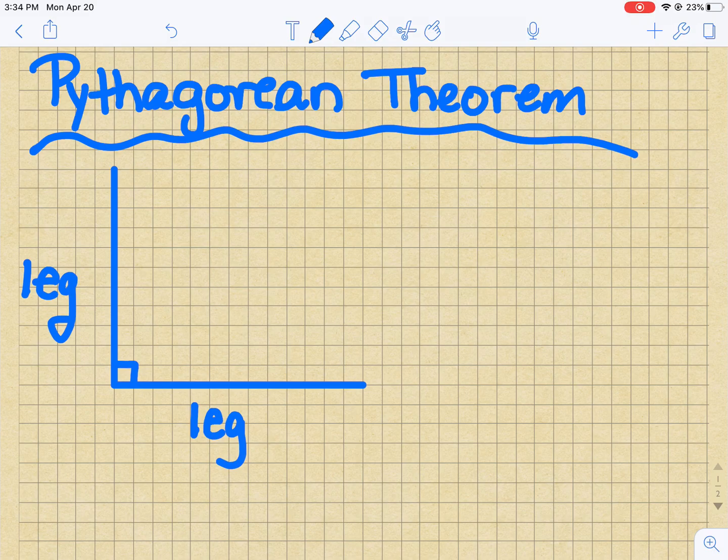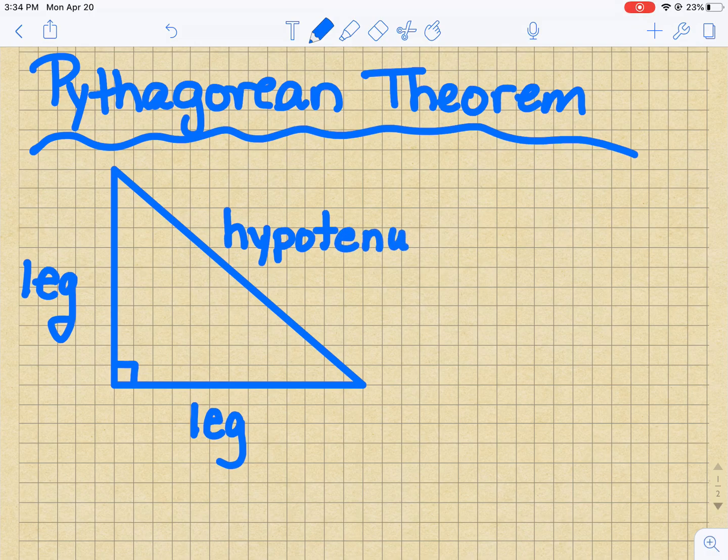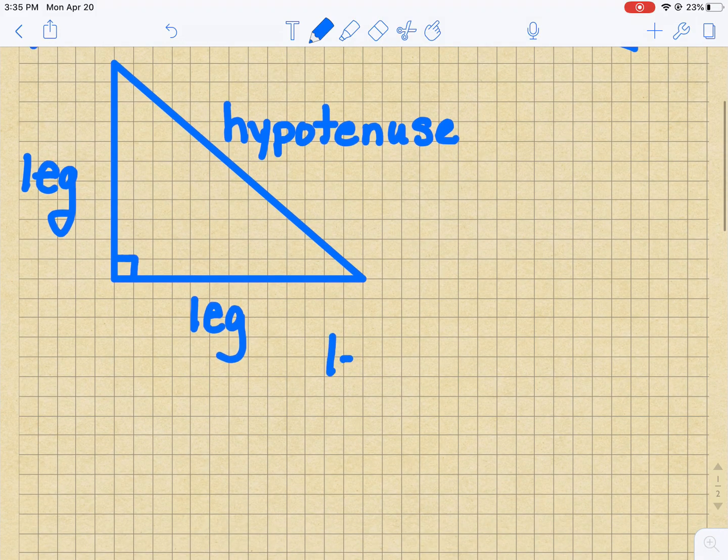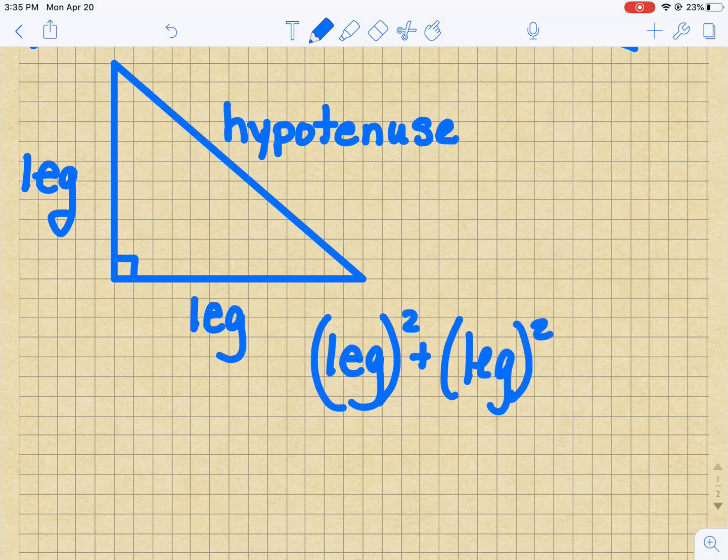And then to make your triangle, we're going to connect the two legs. And that is our third side, and that's our hypotenuse. Our hypotenuse, no matter what, is always across from the right angle. Okay? So Pythagorean, you could say leg squared plus leg squared equals hypotenuse squared. And so that's what he came up with. He realized that if you square one of the legs and you add it to the square of the other leg, it will equal the square of the hypotenuse.